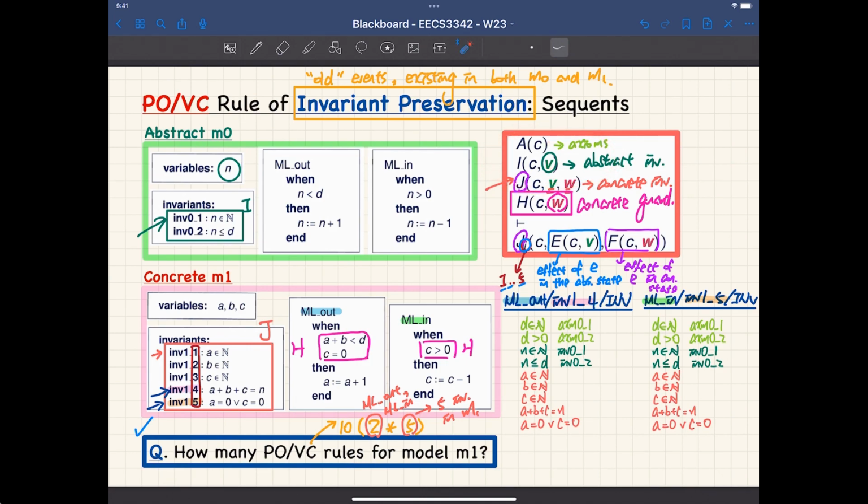Now, what about H? Depends on which event you're talking about. Since we are now talking about ML out, the concrete guard should be this one here. So I'm going to put A plus B less than D, and also C equals 0. These are the ML out guards, the concrete guards. And for the right side, we have C larger than 0. So this is the guard of ML in.